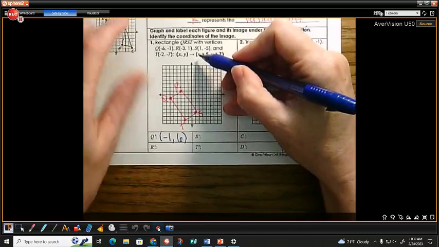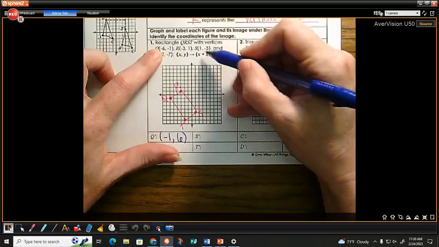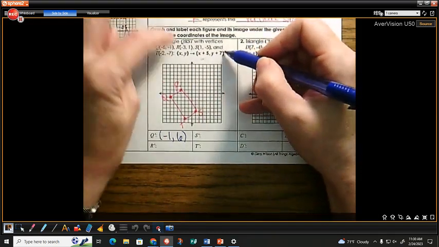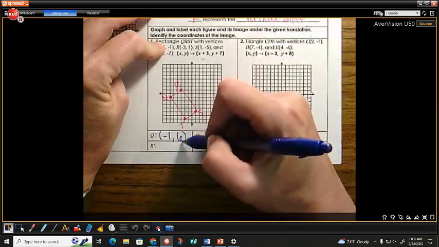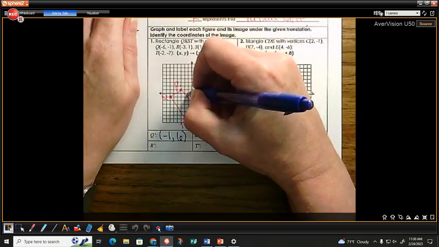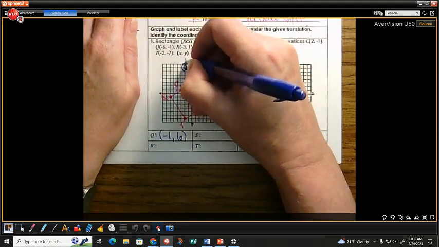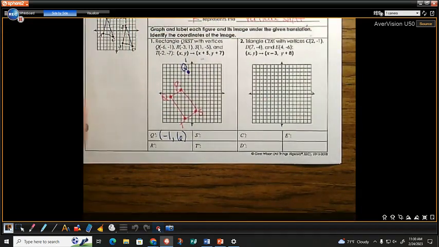Let's see. I would have to take my -6 and go +5, which is at -1. And then my -1 has to go up 7, which lands it at 6. So let's see. -1, 1, 2, 3, 4, 5, 6. I'm graphing it. You don't have to. So there's Q prime. That's where you think it slid to.